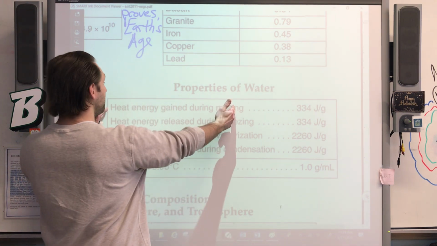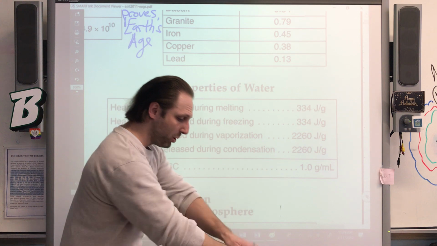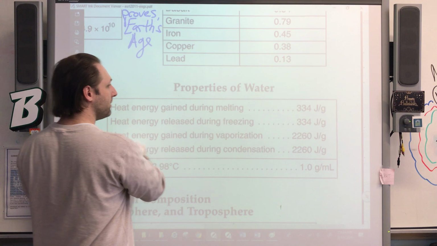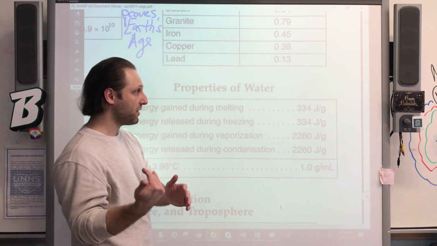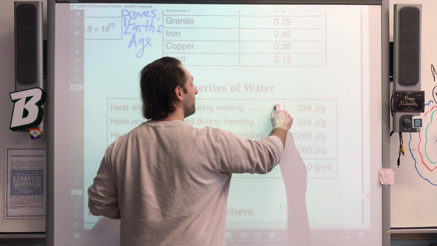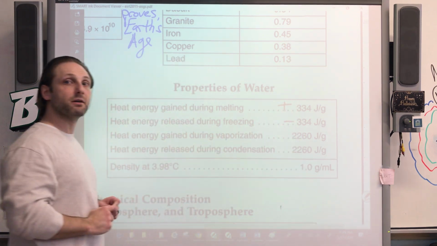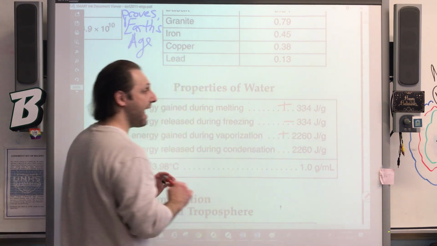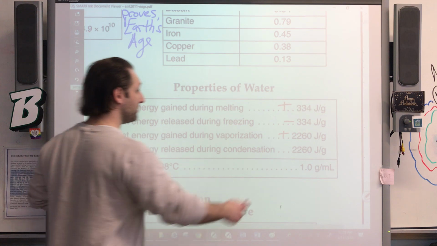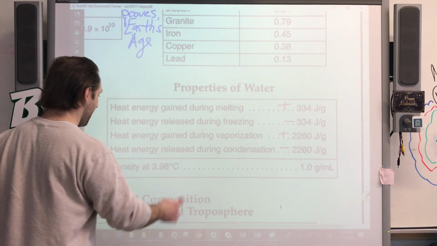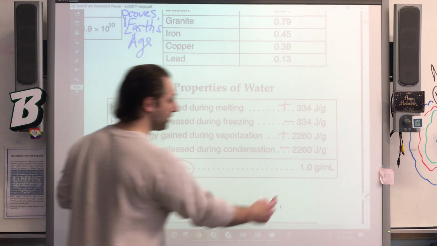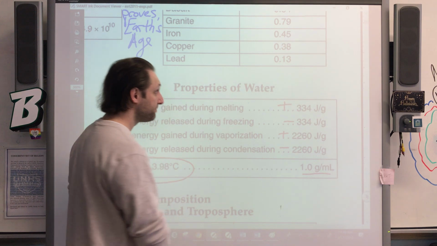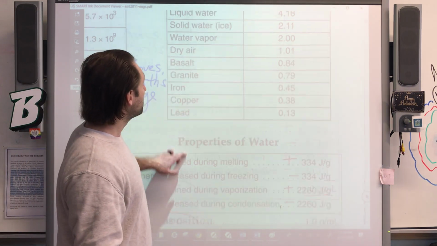All right, so we have for melting, heat energy gained, so we're putting heat into the system. Heat energy released, we're pulling energy out of the system. Both the same amount, but either we're adding or subtracting. If you'd like to, you can put a plus symbol here, you can put a minus symbol here. Now, heat energy gained during vaporization, we've got that value, we're adding heat to the system. And this one, we're removing heat from the system. And don't forget our little density of water at just a smidge below 4 degrees C, the density of 1 gram per milliliter. All right, let's scroll this up.